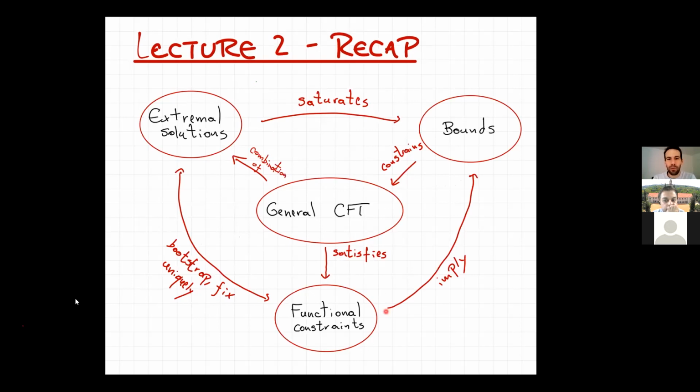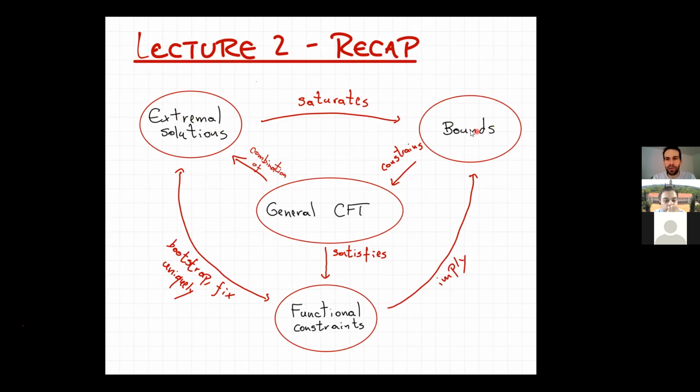So basically, the picture I would like you to keep in mind is that there are all these connections that we should have in mind. You have some general solution to crossing, some CFT. We saw that the solution space is a convex space, and that at the corners you have what I would call extremal solutions. So a general solution is a combination of these guys. Now, how do I know these guys? These guys saturate some bounds. So any CFT is constrained by these bounds, and these guys saturate these bounds.